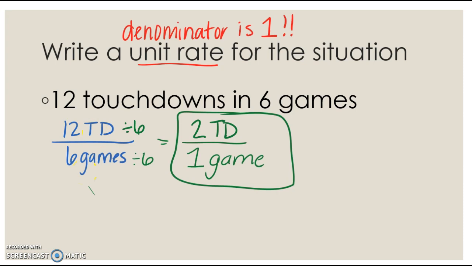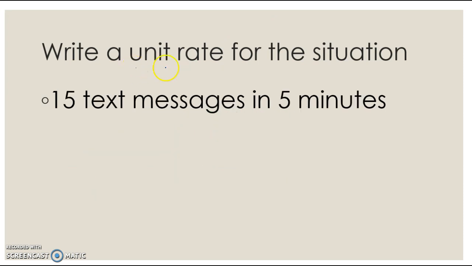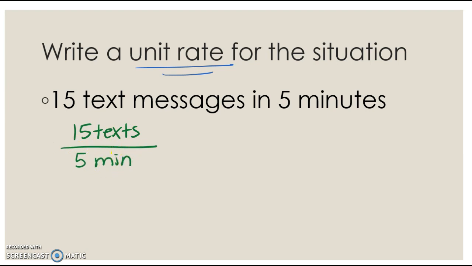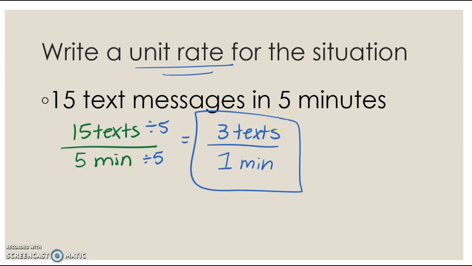We're going to go ahead and do another example like that. Again, we need to do a unit rate, so our denominator needs to be a 1. We're going to take our situation that we're given here, 15 text messages. I'm just going to write 15 texts in 5 minutes. We want to know per 1, how many texts per 1 minute. That's going to be our unit rate. So here we divide by 5, and we get 3 texts per minute. And that, again, is our unit rate.